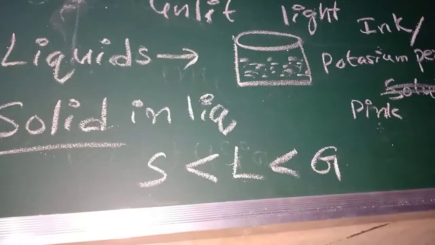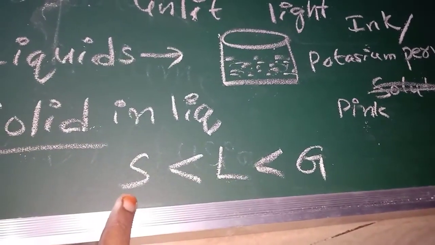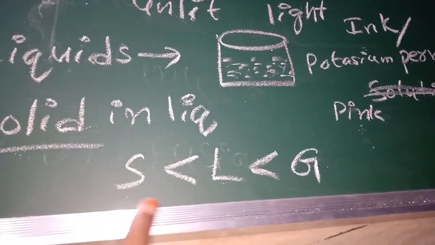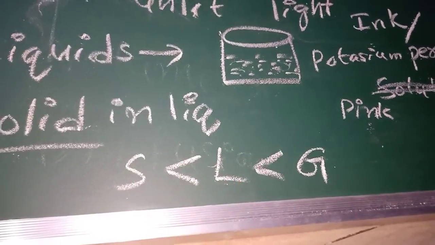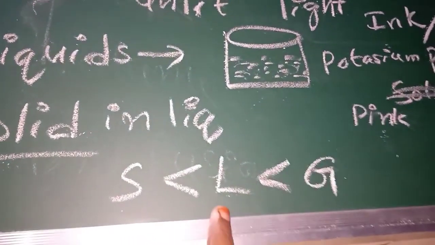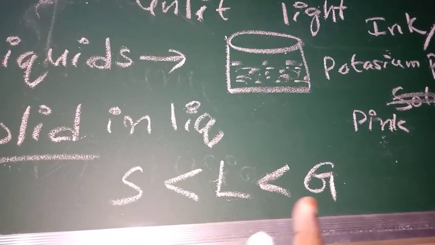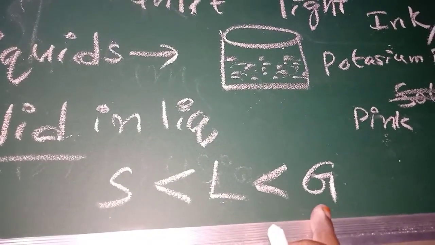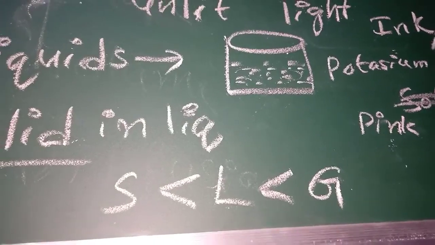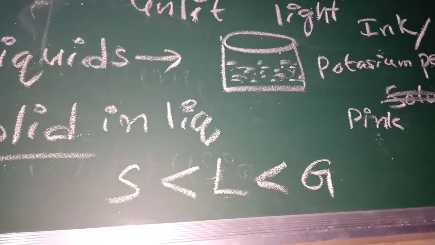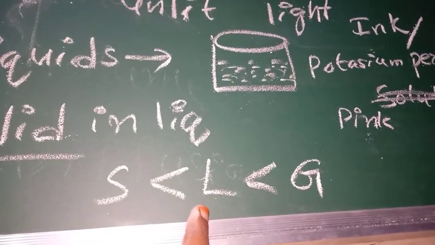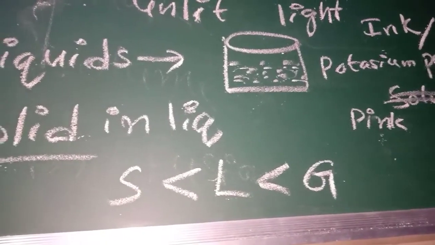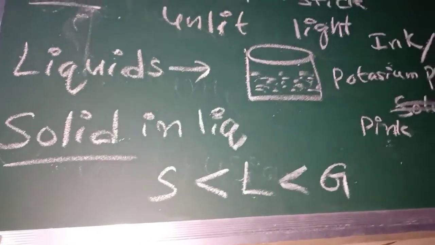So what is the conclusion? Solids have less diffusion property than liquids, and liquids have less diffusion property than gases. So gases are more diffusible than liquids, and liquids are more diffusible than solids. Okay.